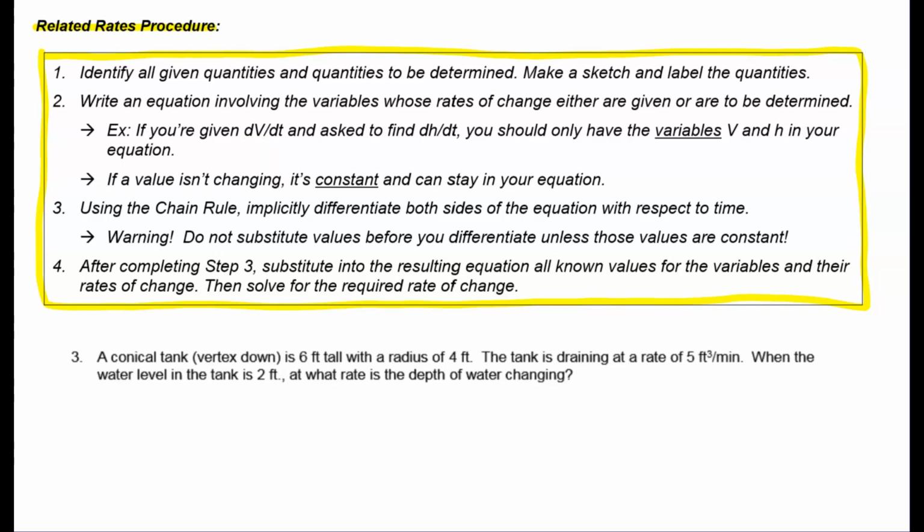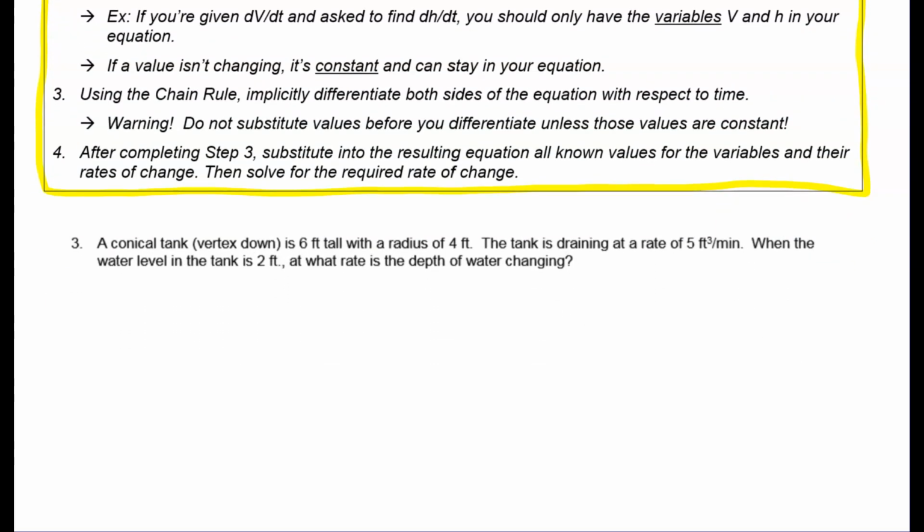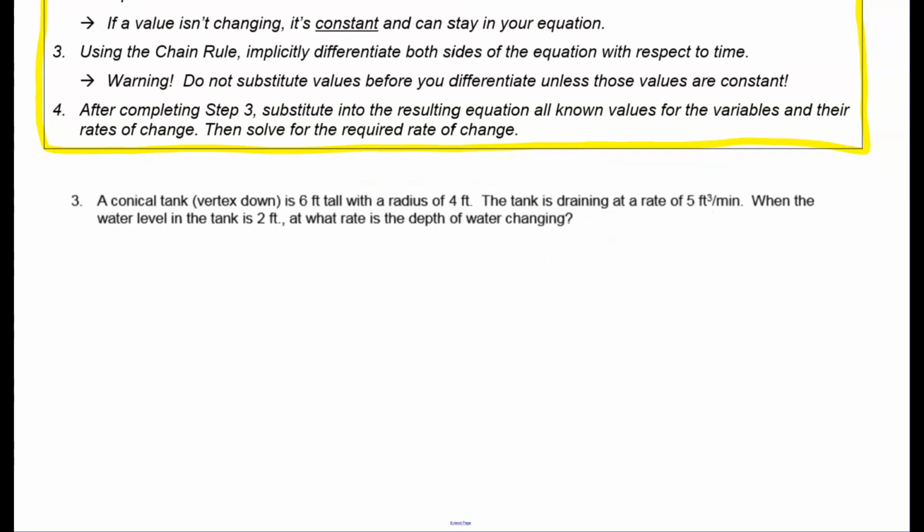Okay, the first step in the procedure says identify all given quantities and quantities to be determined. Make a sketch and label the quantities. So let's go ahead and take a look at the problem itself. Conical tank, vertex down, is 6 feet tall with a radius of 4 feet. The tank is draining at a rate of 5 cubic feet per minute. When the water level in the tank is 2 feet, at what rate is the depth of water changing? All right, so let's go ahead and draw a sketch of what we're dealing with here and then find all the quantities we're given and the quantities we need to determine.